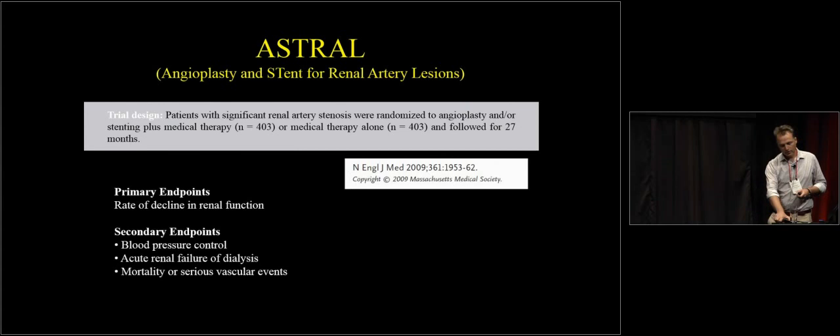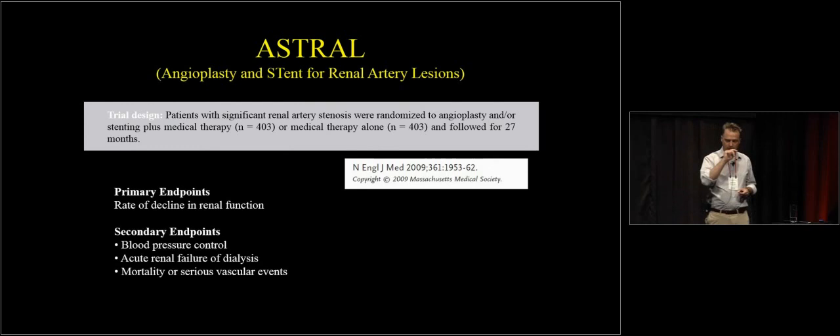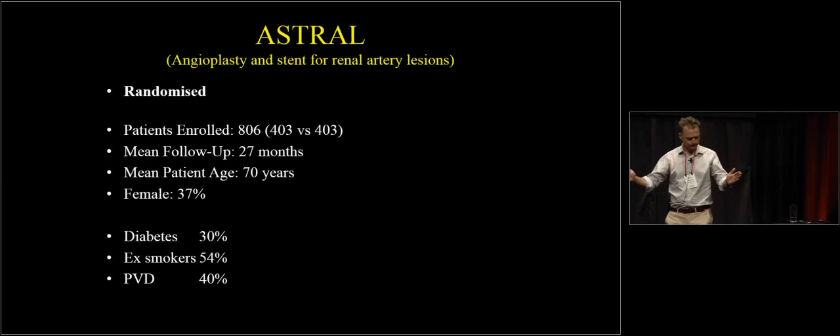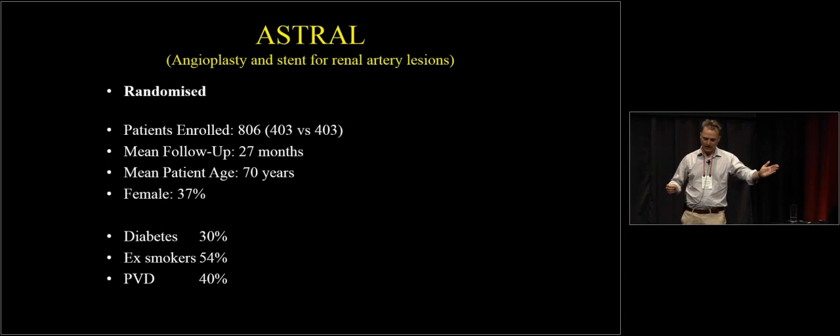So in light of that uncertainty, or that equipoise, there followed two big trials looking at revascularizing renal artery stenosis. The first one was ASTRAL, published in 2009, and the primary outcome was looking at improvements in renal function, but nevertheless they also looked at blood pressure control as well. In this group they enrolled 400 patients into each arm. In one arm, the patients underwent renal angioplasty and medical treatment versus medical treatment on its own.